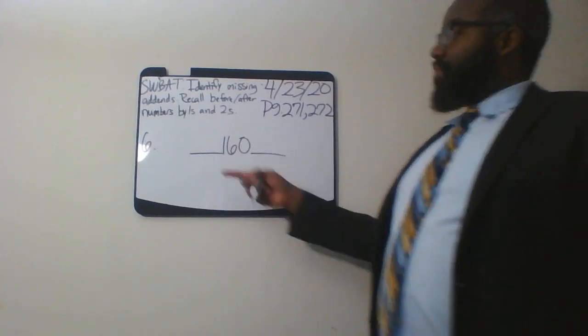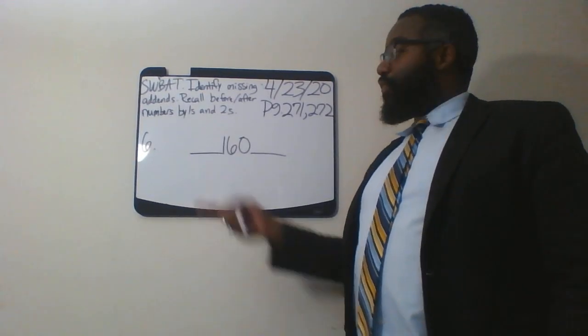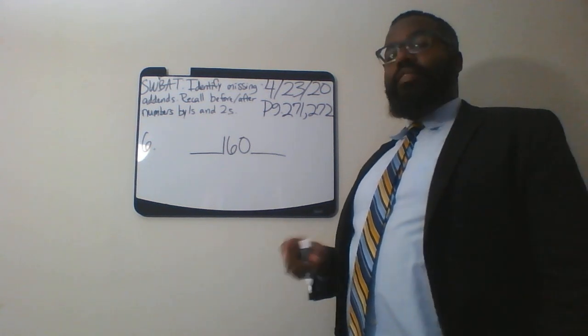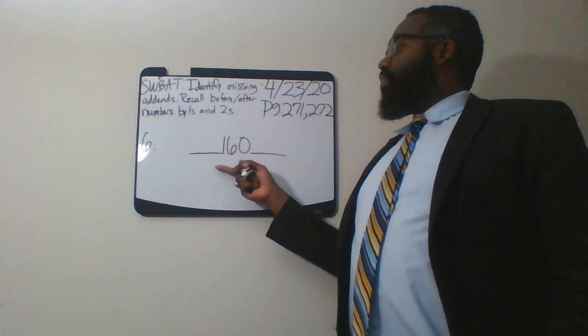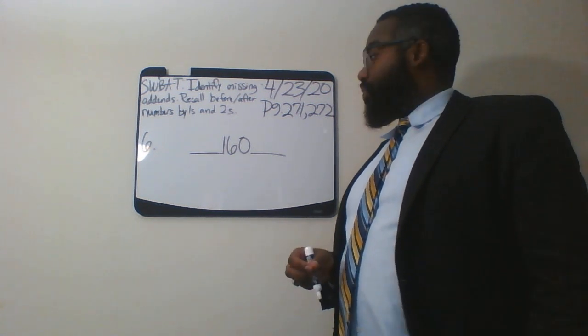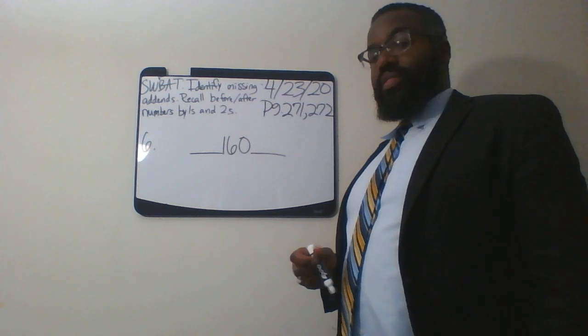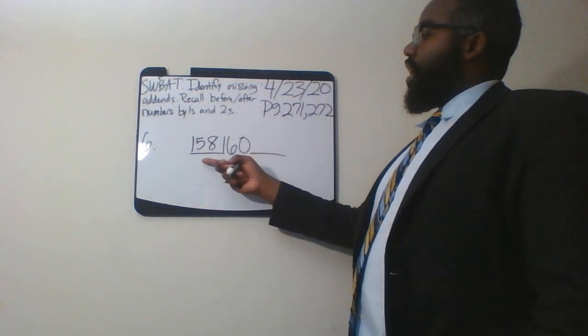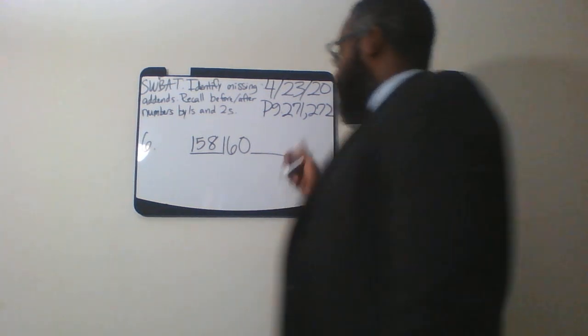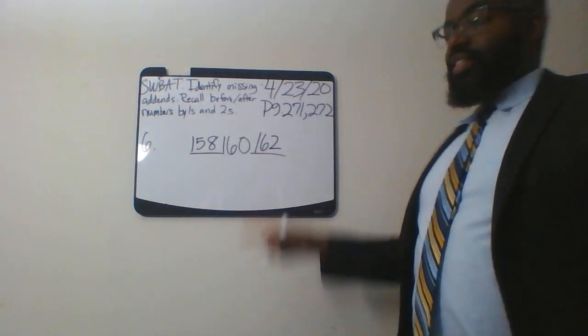Now, number 6 is very similar, but it wants you to find the before and after numbers by 2. The previous problem is by 1, but this time it's by 2. So 160. What comes before 160 but by 2's? By 2's. Number 158. Now what comes after? 158, 160, 162. Awesome. 162 is next in that sequence.